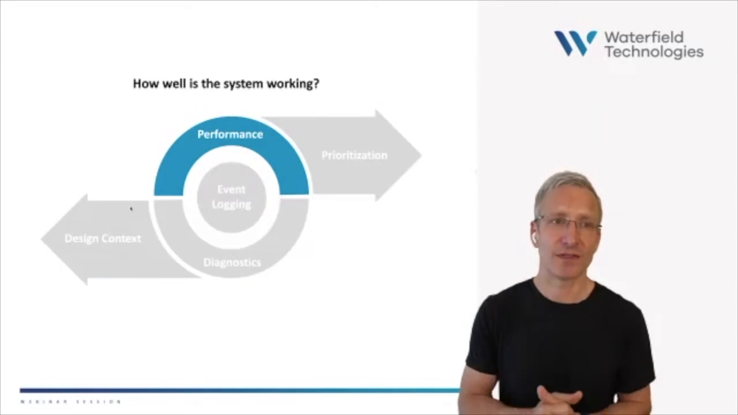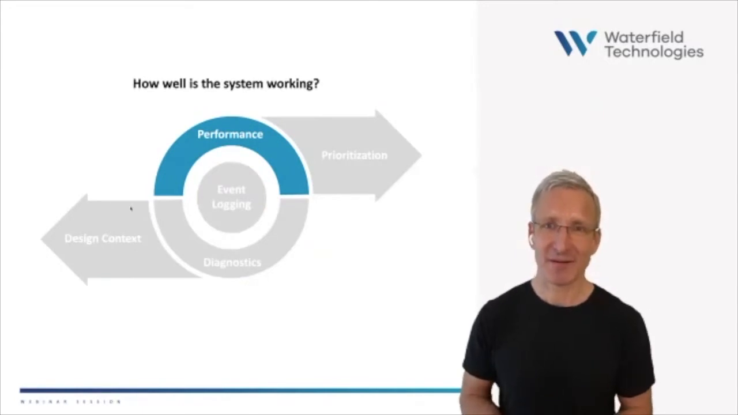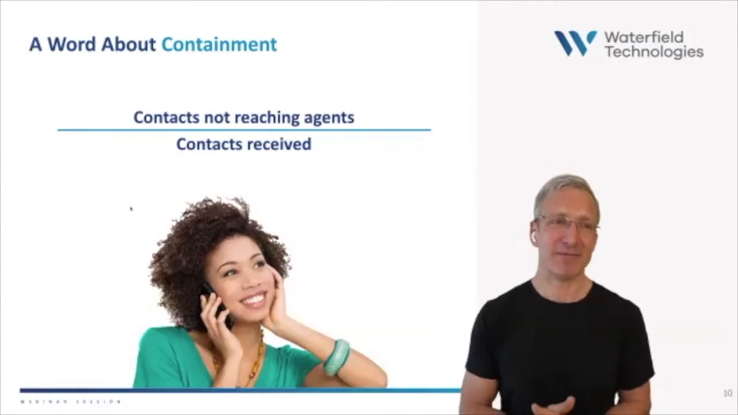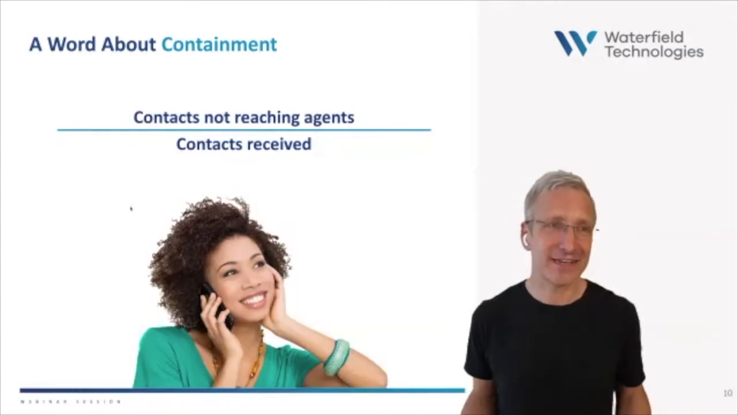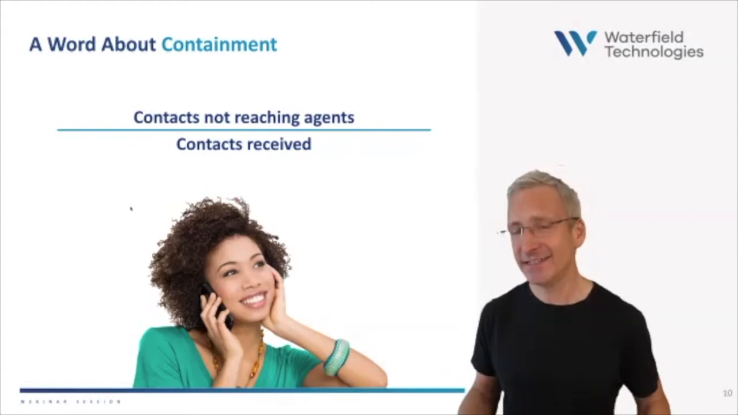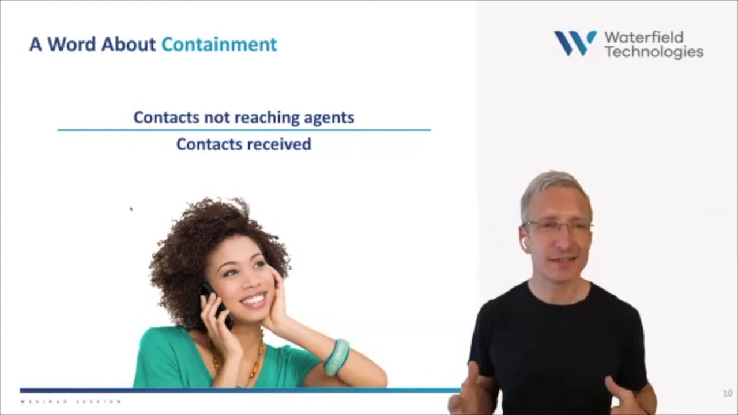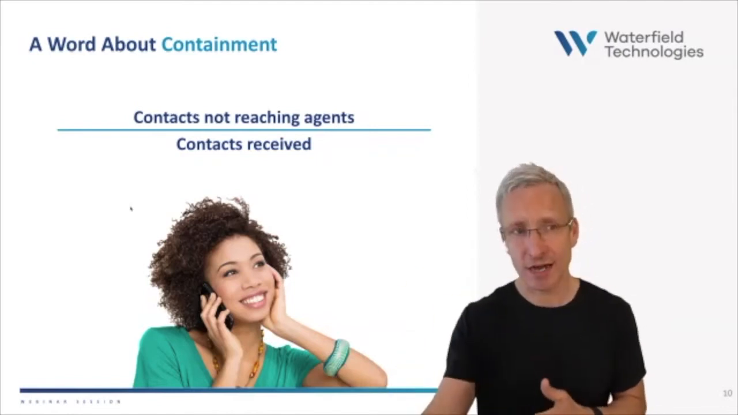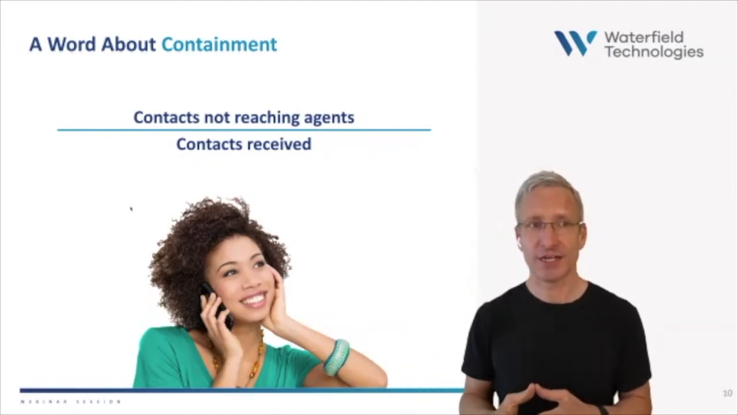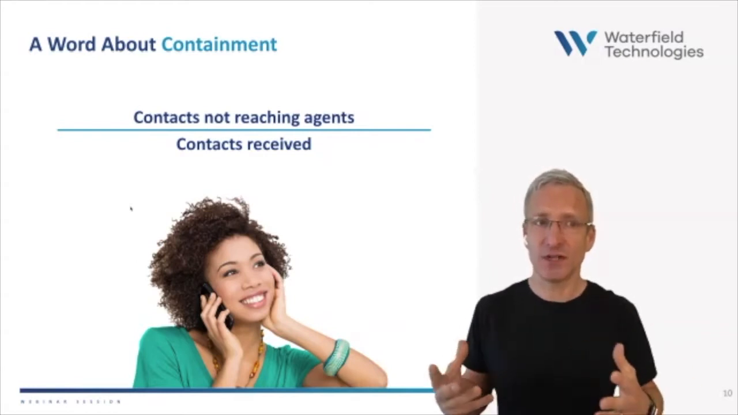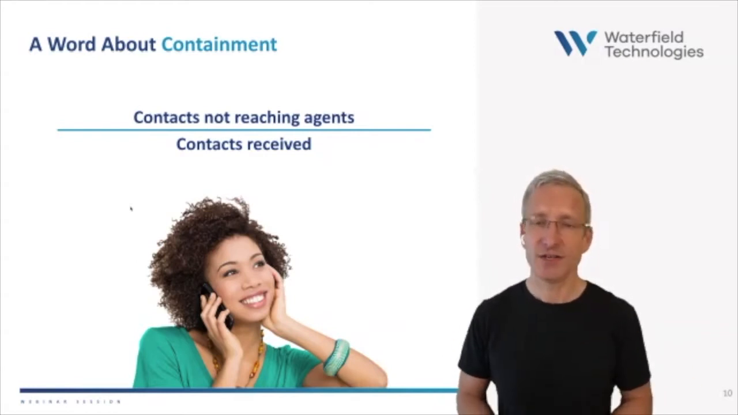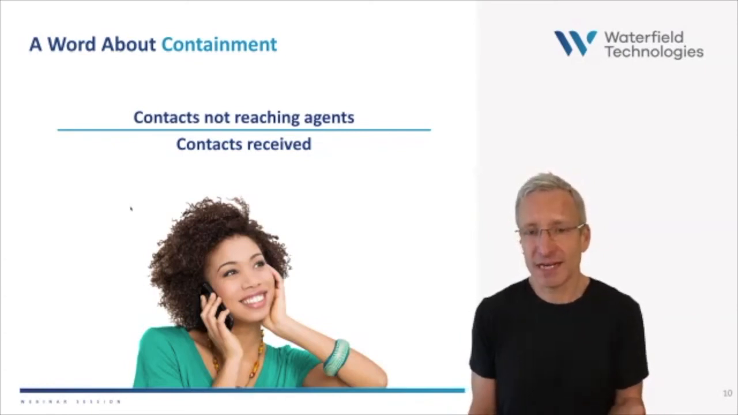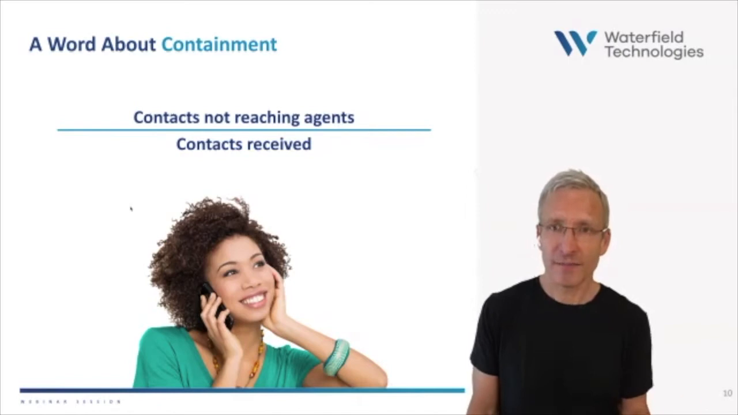Let's start with how well is the system working? Performance. And let's talk about containment, because everyone in this industry uses containment, and it's easy to see why, because it's a really simple metric. You take the total number of contacts that don't end up interacting with an agent, and you divide it by the total number of contacts received. You get a simple percentage, which is supposed to be the higher, the better.